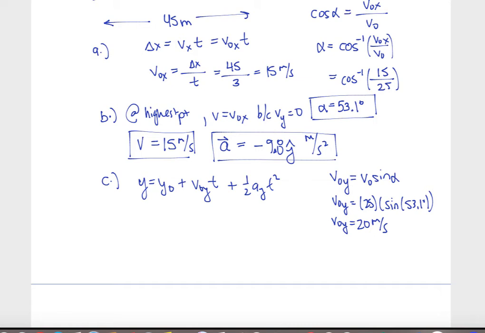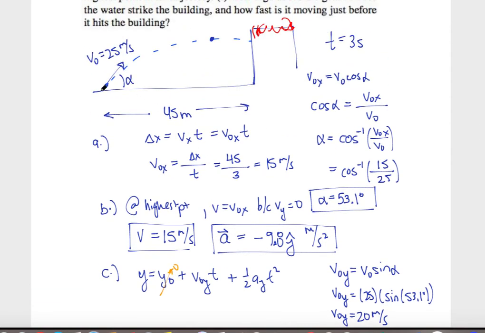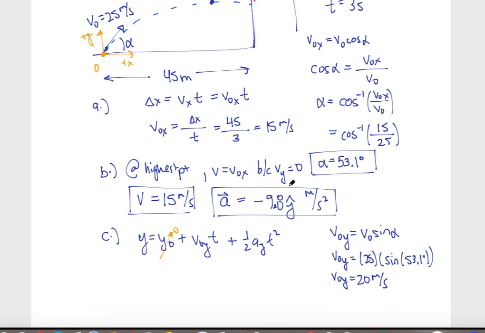So my y naught I set as 0. If you want to go back to my drawing, I'll set my origin to be right here. So this is my origin. This is the positive x. This is the positive y direction, just to be clear with my axes.